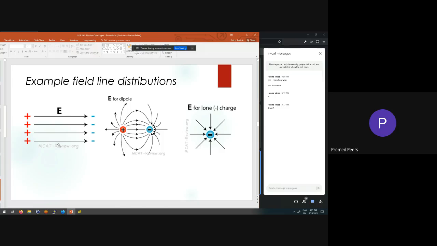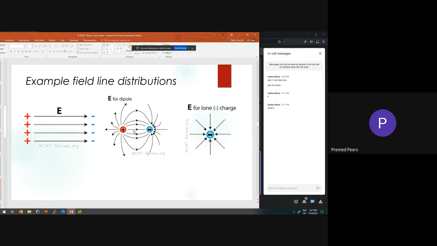So here are some examples of field lines. These are good to know. What they're trying to show you here is a flat plate of positive charges and a flat plate of negative charges. The field always comes out of plus and goes into minus, so the field just goes like this. And that is a uniform field. That becomes important with capacitors because most capacitors are parallel plates like this.